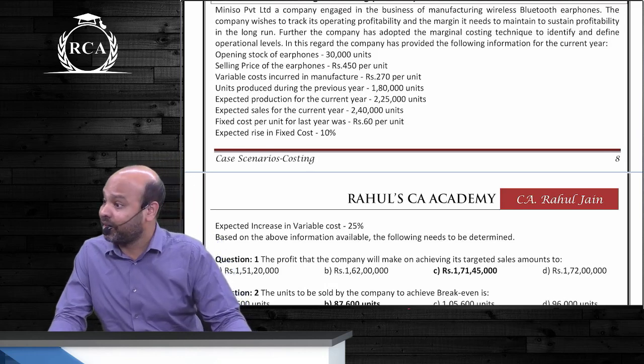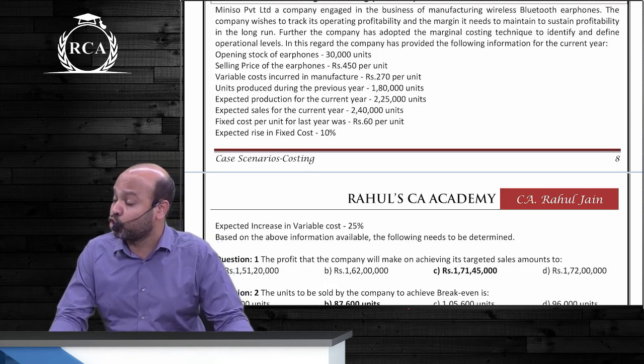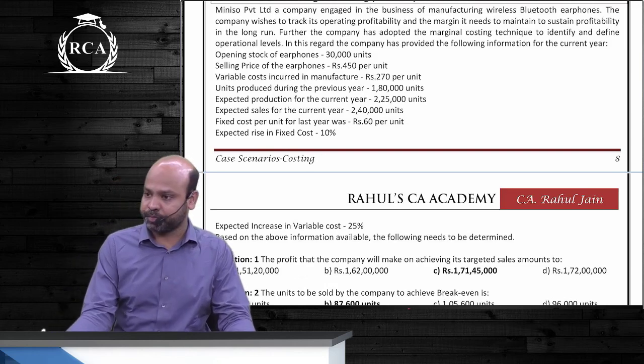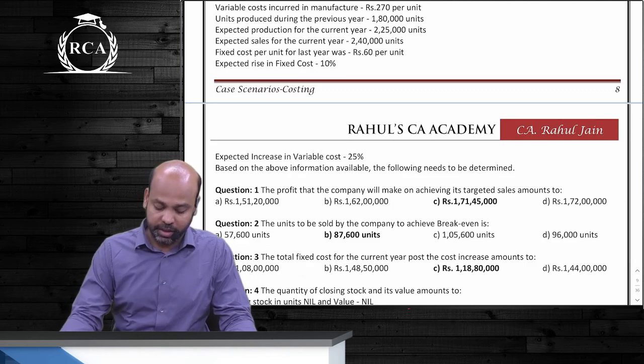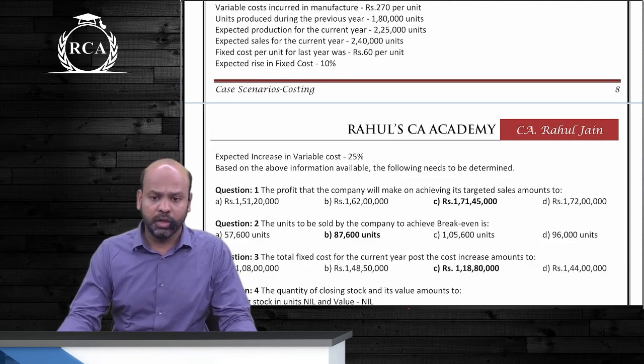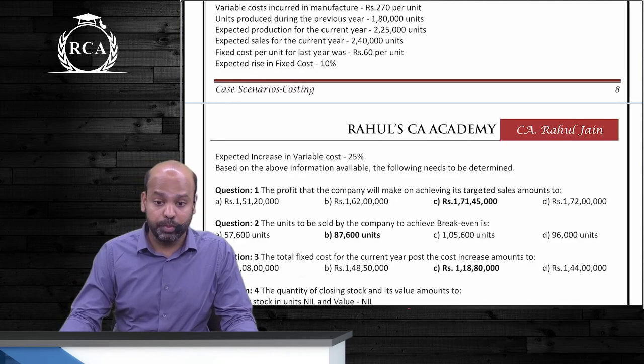When they give expected rise in fixed cost, guys, should you adjust to total fixed cost or per unit fixed cost? Expected increase in variable cost is, you should always adjust to per unit.